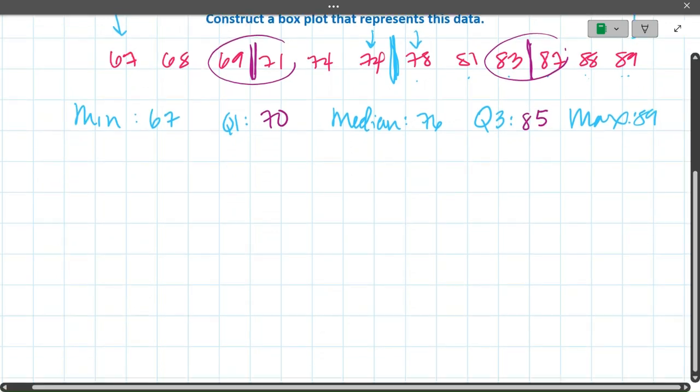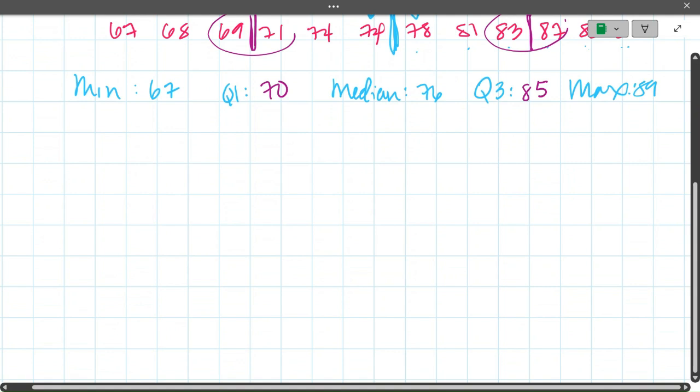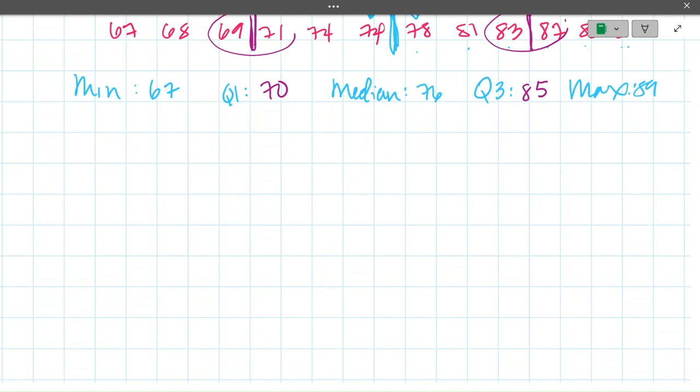Okay, and now what we're going to do is construct our box plot. I noticed that I'm going from 67 to 89. So that's a span of, I'm going to say I'm going to go by 3s.